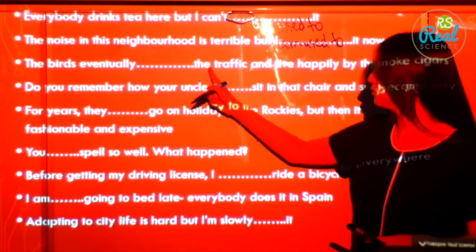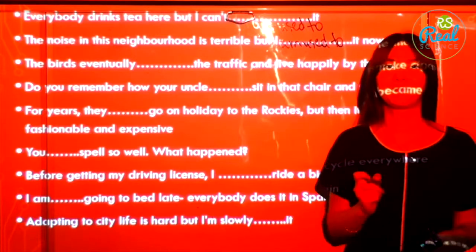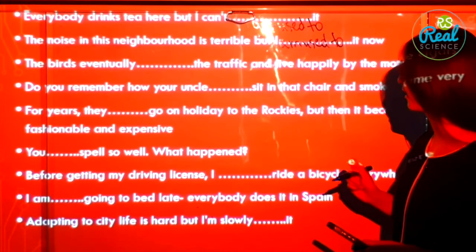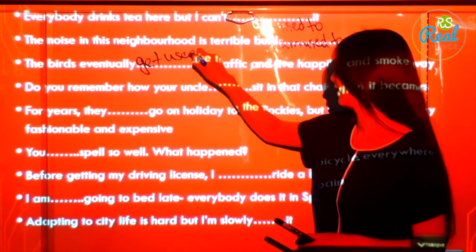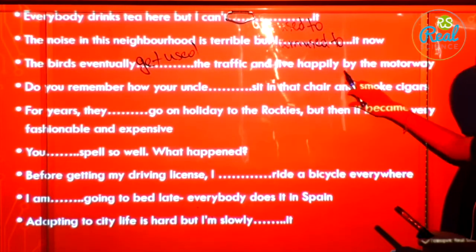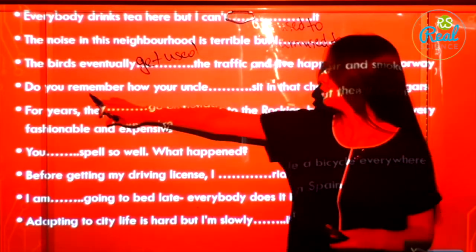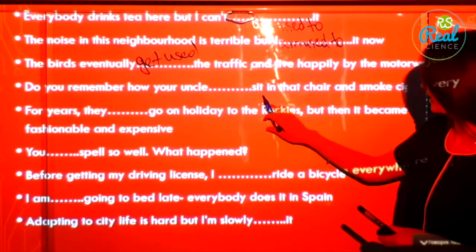Next one. The birds eventually get used to the traffic and live happily by the motorway. Get used to traffic. Good job.